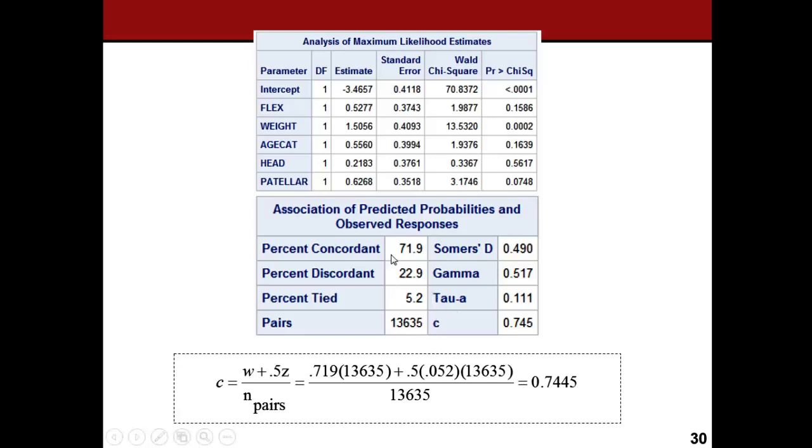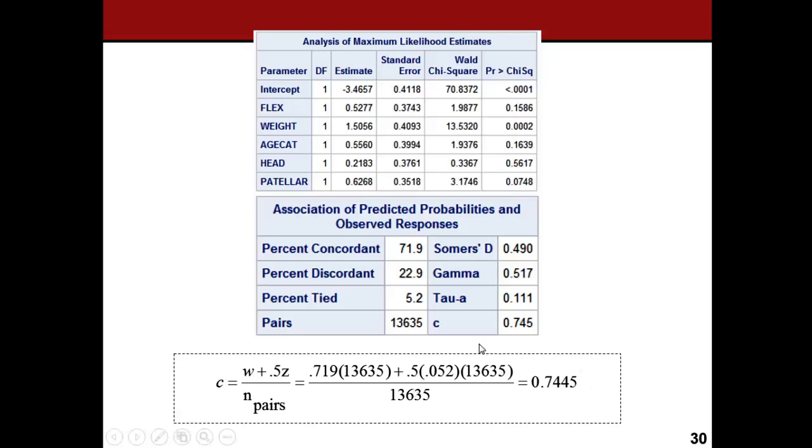You can take this information, but you have to manipulate it a little bit because this is the percent, and this formula uses the total. So you have to say 71.9 of the total. You have to multiply it through, because the formula is using the total number of pairs, and this SAS output gives you pairs and then the percent of them. So you got to multiply it through to get the actual thing you want. We're okay with that. And then here is 0.7445.